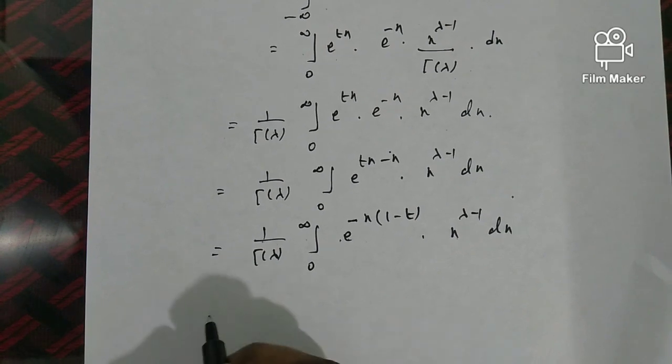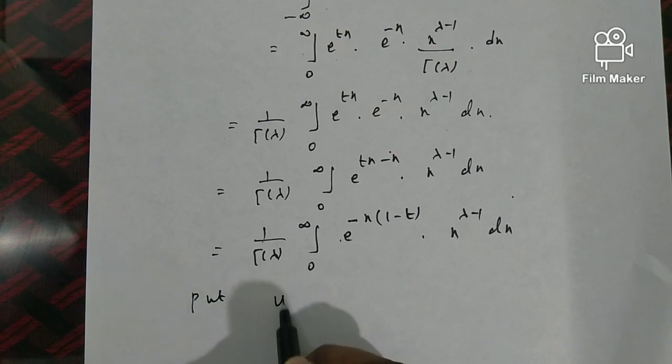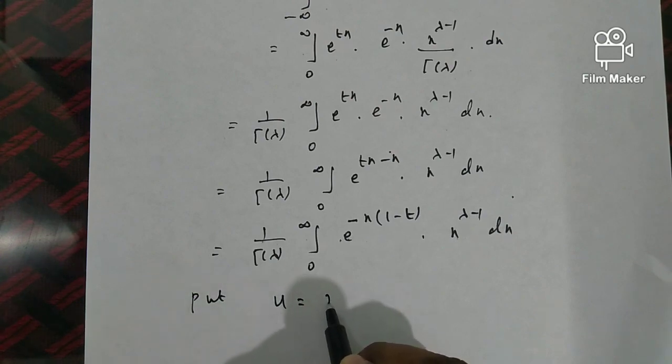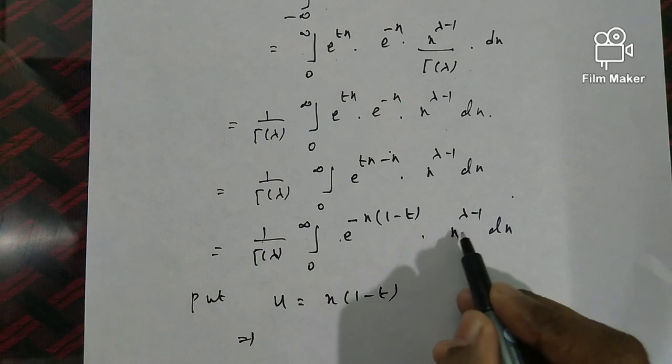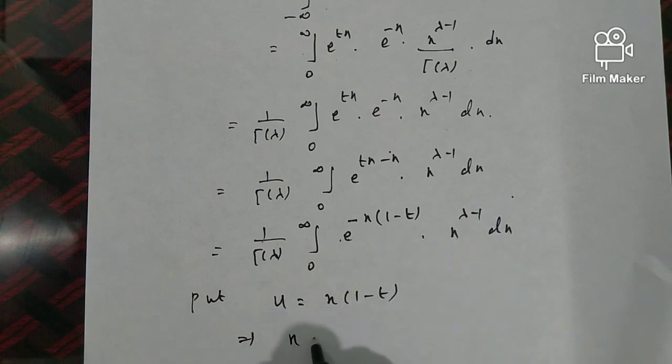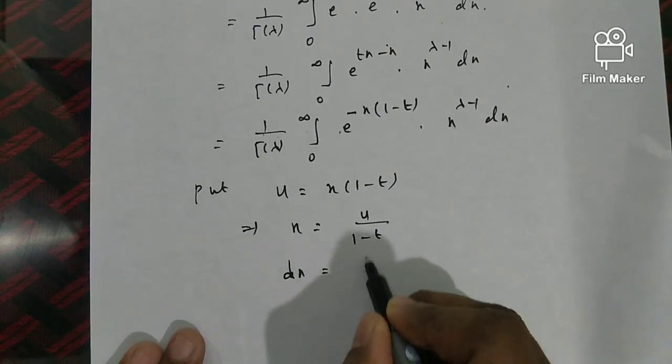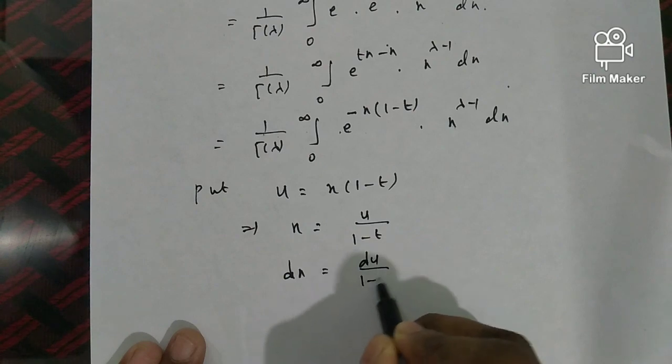What is the substitution? Substitution is put u equal to x into 1 minus t. So from this we can get our x. x is nothing but u by 1 minus t. From this we can take x equal to u by 1 minus t. So when you are differentiating this, we get dx equal to du by 1 minus t.